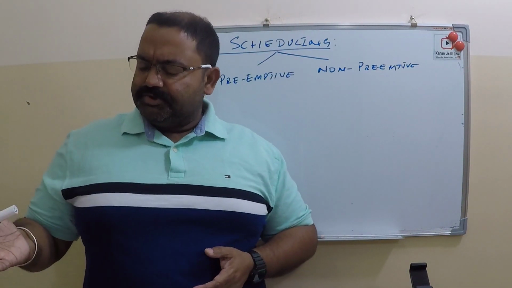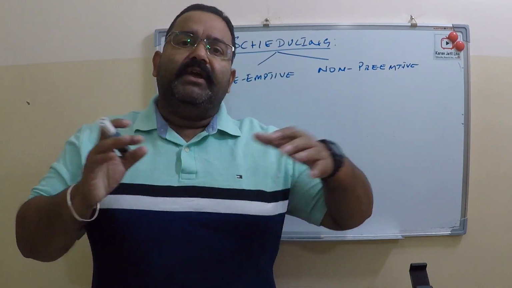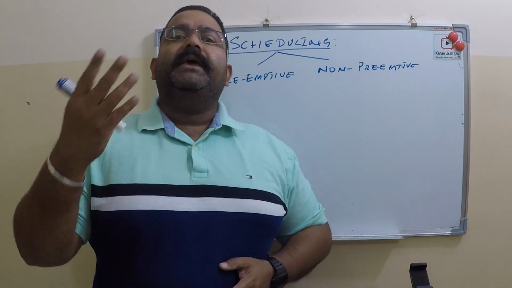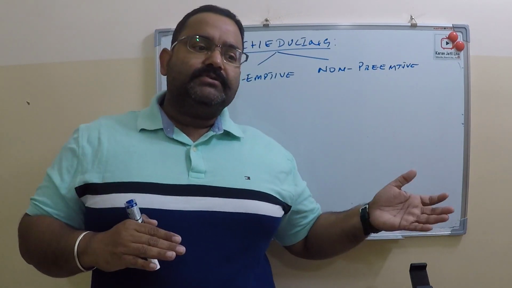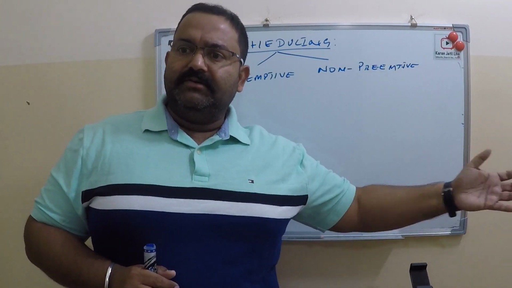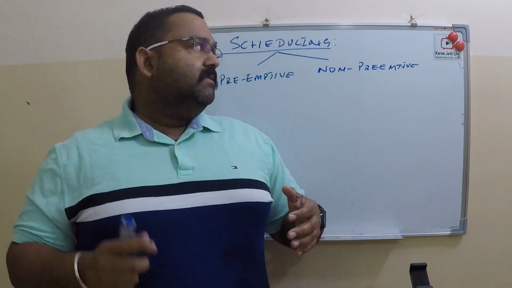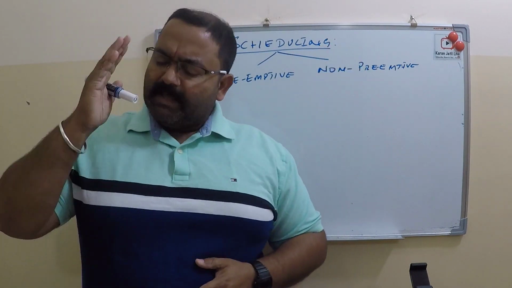So what is CPU scheduling? In the CPU there are many processes which are waiting for their turn to be executed. Which process will be executed first, which process will be executed later, and so on. All this is decided in something called CPU scheduling.